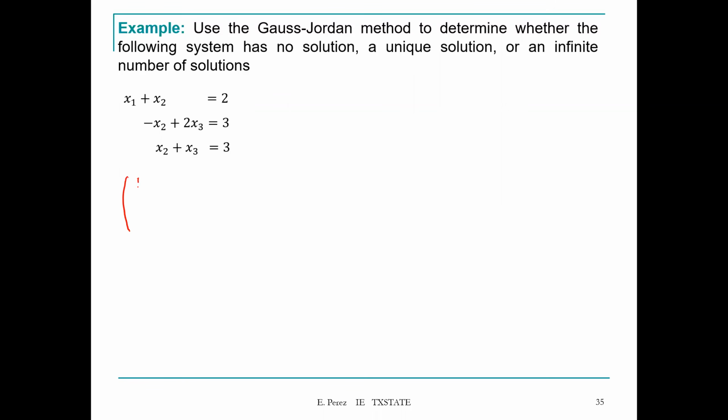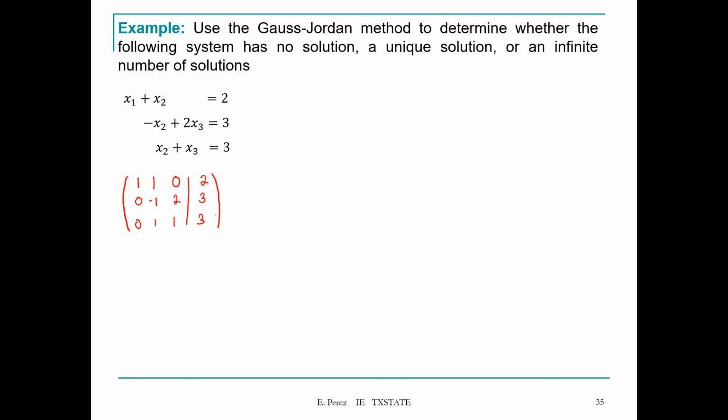So in this case, we have 1 for the first equation, and then 2. We have 0, -1, 2, and 3. And we have 0, 1, 1, and 3. So this is the augmented matrix: 1, 1, 0, 2, 0, -1, 2, equals 3, and then 0, 0, 1, 1 equals 3.